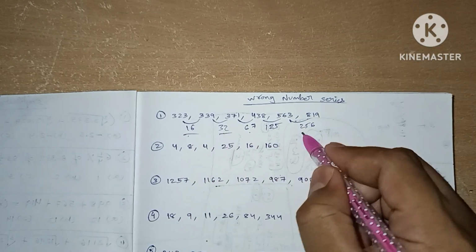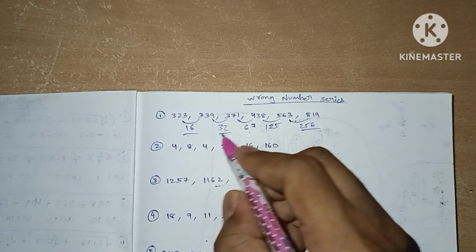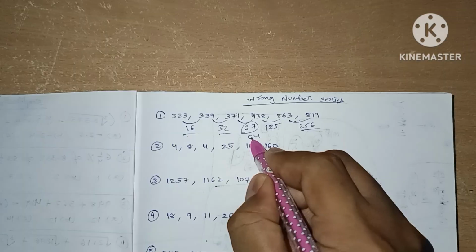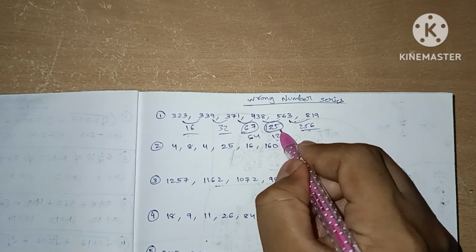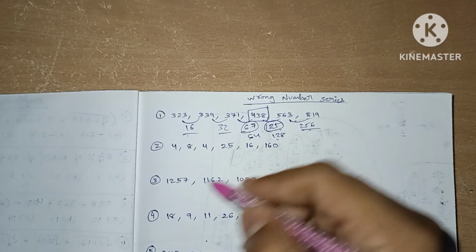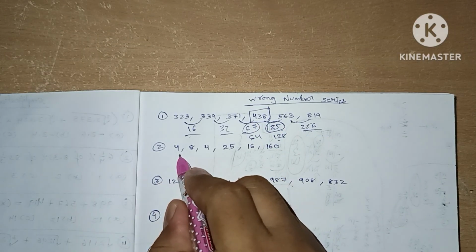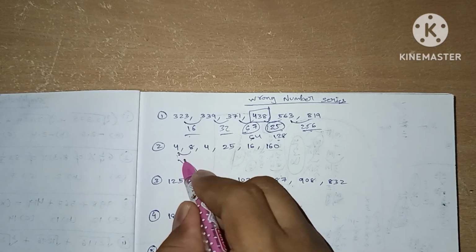So these are familiar for me as a double of each thing. It must be 64 and it must be 128. 128 double times will be 256. So these two are wrong, means in between them this is our wrong number. Next one, here we see into 2 times.